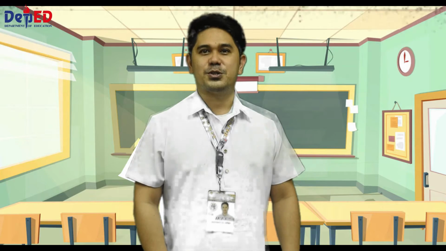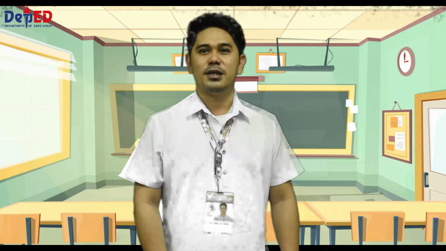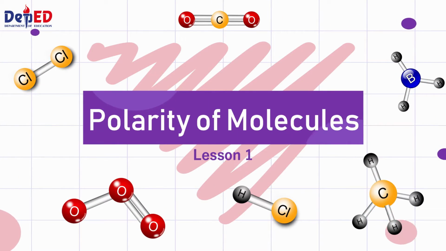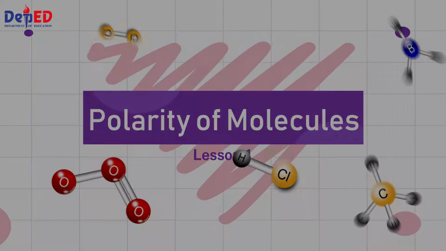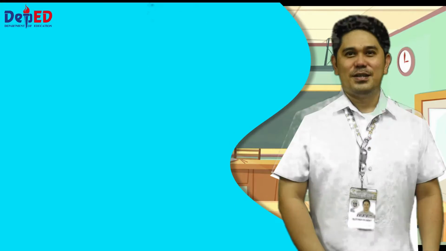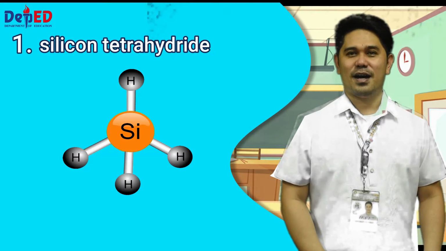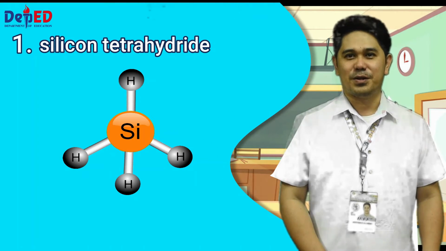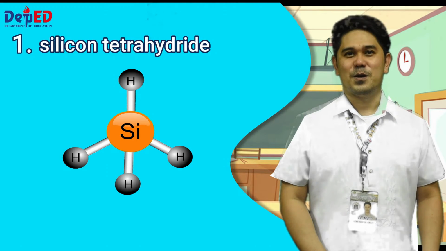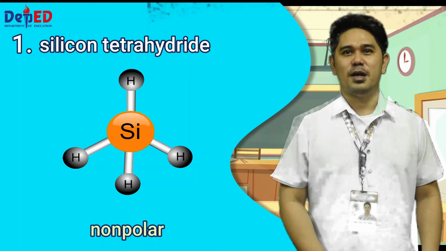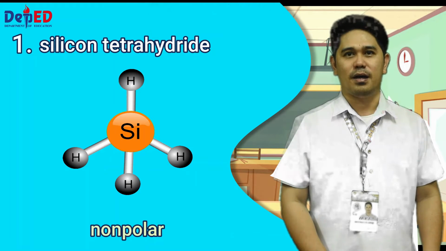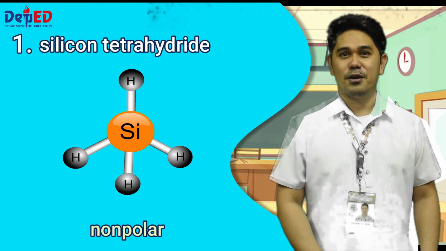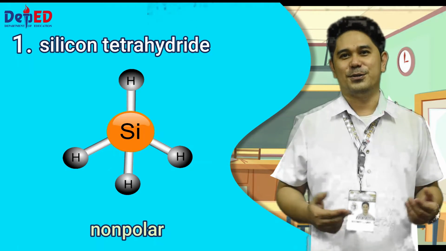Now, it's time for you to identify the polarity of the molecules on your own. Are you ready? Number 1. Silicon tetrahydride, or SiH4. Is it polar or nonpolar? Correct! Since all of the dipole moments of the silicon-hydrogen bonds cancel each other, symmetry in its shape is evident. Therefore, it is a nonpolar molecule.